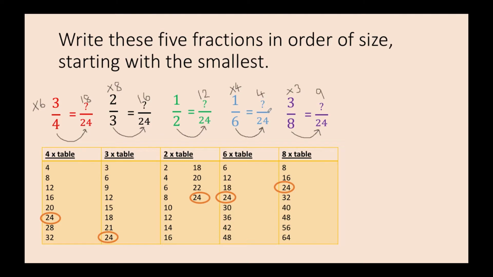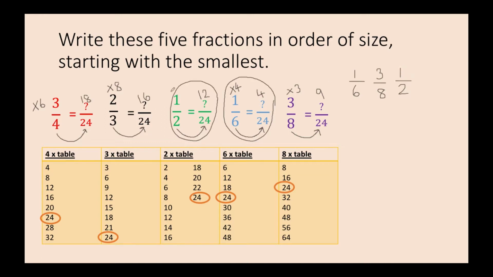And if I was going to put those in order of size, I would have this one first. So I have 4 24ths, so I'll write 1/6, that was my smallest one. The next one was 9 over 24 because it's the next biggest number. So that means 3/8 was my next biggest fraction. And then my next one was 12 over 24. So that means a half was my next biggest.